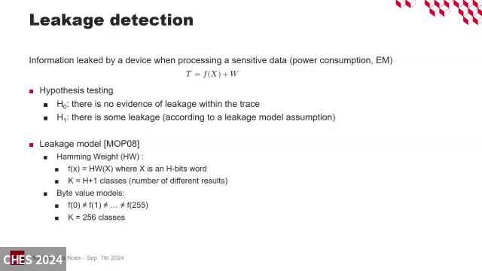What will be important in the remaining part of the presentation is the number of classes. Classes is the number of different outputs of the leakage function F. So for instance, for the byte value model, we have 256 outputs possible. So we have 256 classes. And for the Hamming weight model, if the sensitive data is encoded over H bits, we have K equal to H+1 classes.